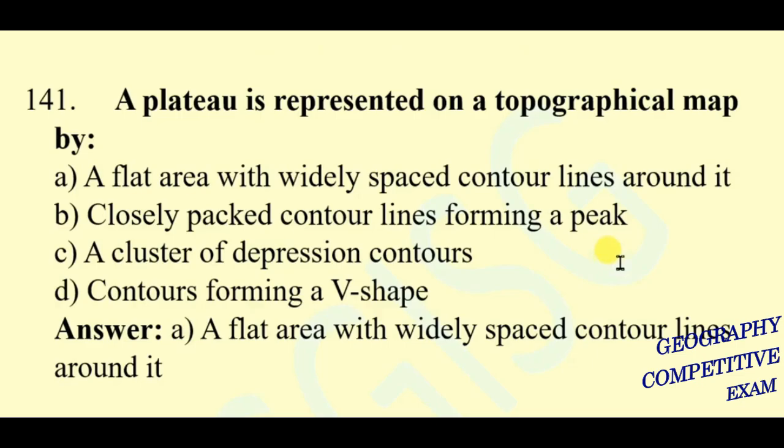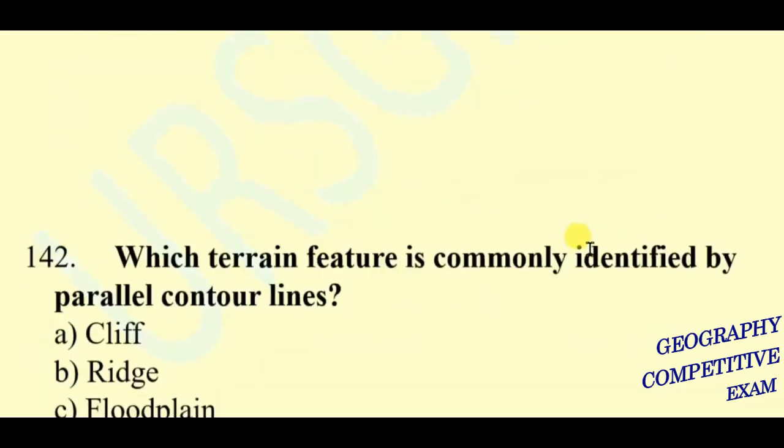Question number 141. A plateau is represented on a topographical map by a flat area with widely spaced contour lines around it, closely packed contour lines forming a peak, a cluster of depression contours forming a V shape. Here the right answer will be a flat area with widely spaced contour lines around it.